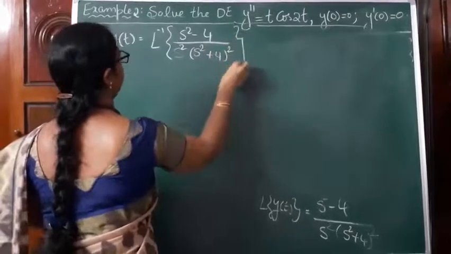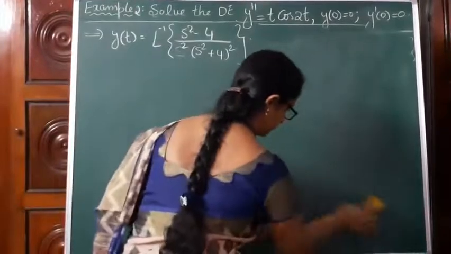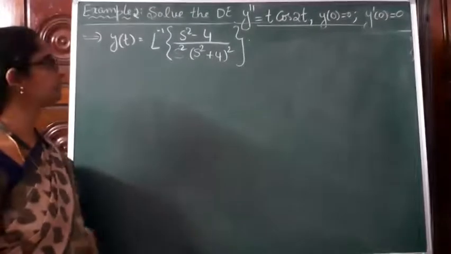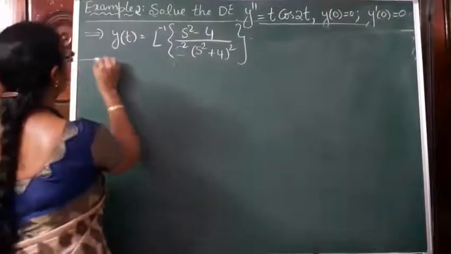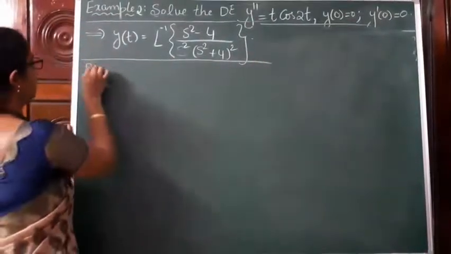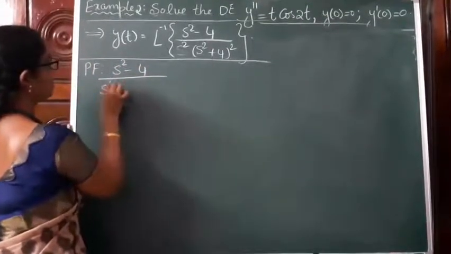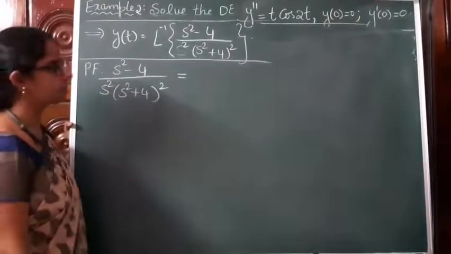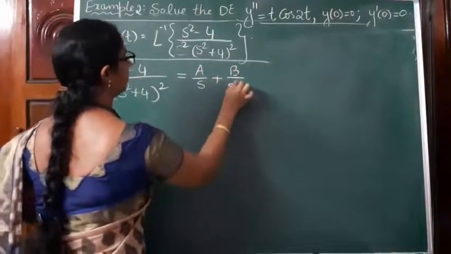Right? Now we evaluate that inverse Laplace transform using partial fractions. Partial fractions are better here. So we find the partial fractions for s square minus 4 by s square into s square plus 4 whole square. For that we consider s square minus 4 by s square into s square plus 4 whole square. This can be written as partial fractions as a by s plus b by s square for the factor s square.